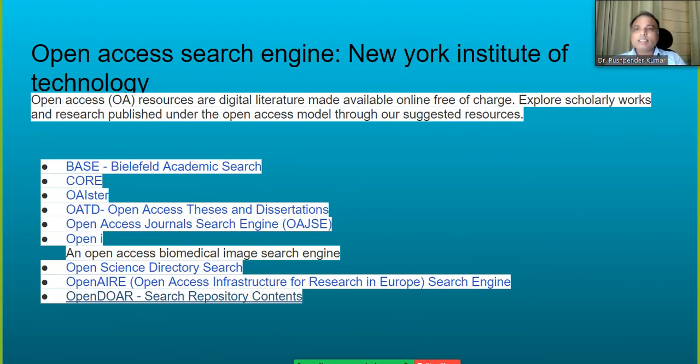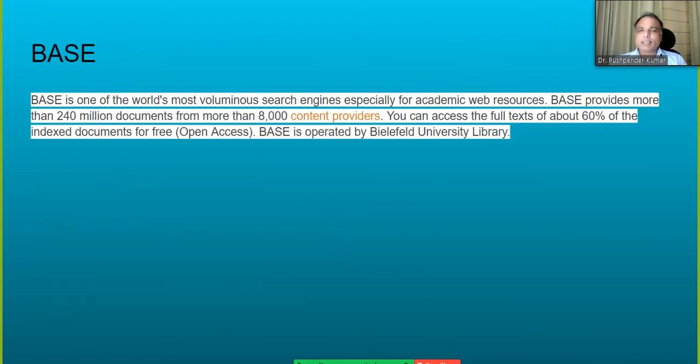So these are open access search engines, like we have the Google search engine. These are search engines which help us find out whether material is open access, right? First is BASE. BASE is one of the world's most voluminous search engines, especially for academic web sources. BASE provides more than 240 million documents from more than 800 content providers. You can access the full text of about 60% of the indexed documents for free, open access. BASE is operated by Bielefeld University Library.